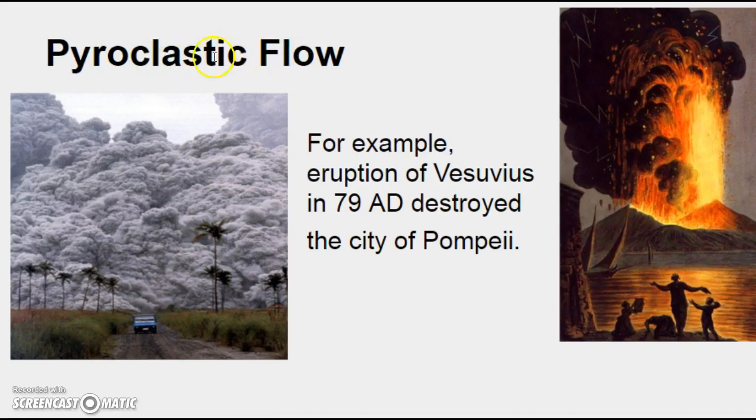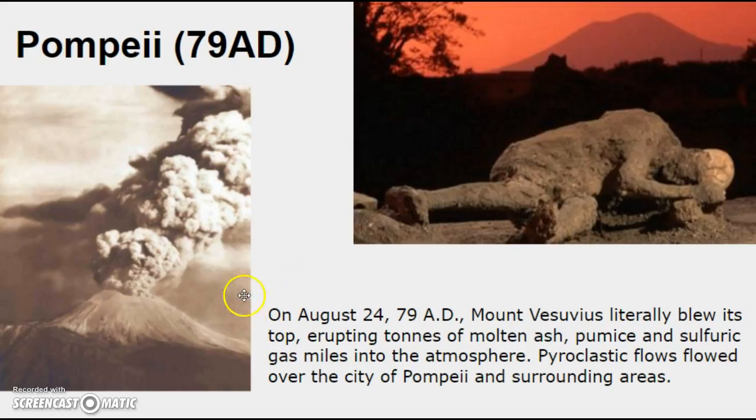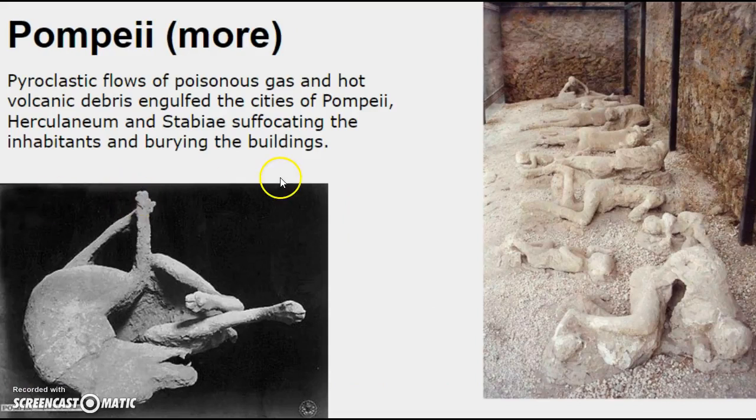So when I look at pyroclastic flows, one of the first of the hazards, we're looking at an example of Mount Vesuvius. In 79 AD, it destroyed the city of Pompeii. You had this extremely massive eruption, but it was the debris that fell down, full of hot gases, ash and dust, that eventually buried the city. On August 24, 79 AD, Mount Vesuvius literally blew its top, erupting tons of molten ash, pumice, and sulfuric gas into the atmosphere. The pyroclastic flows then moved over the city of Pompeii and surrounded the entire area. And the city of Pompeii was later unearthed.